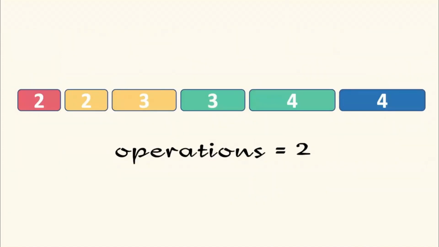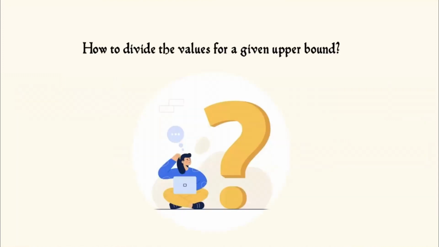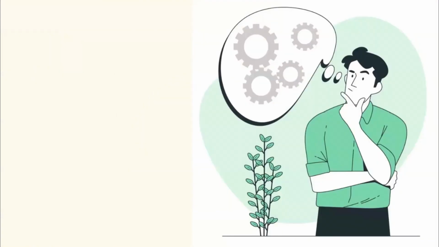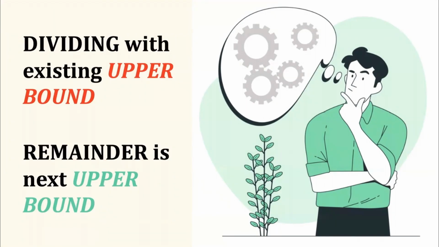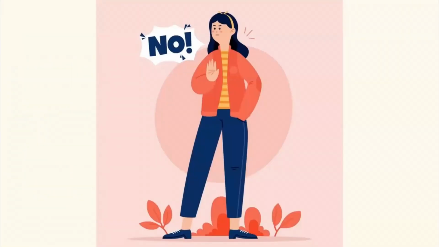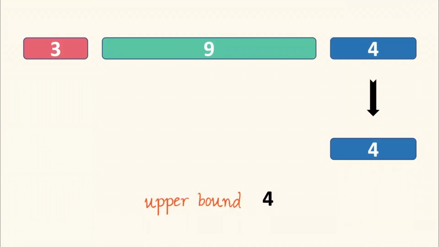So how can we divide the values now for a given upper bound? One thing that might come to your mind is dividing the value with the existing upper bound and using the remainder as the next upper bound. But it's not going to work. Why? Let's see. Let's take one more example, which is 3, 9 and 4.